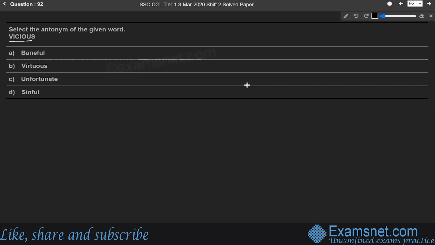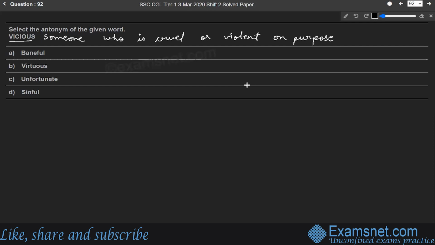Vicious refers to someone who is cruel or violent on purpose. All right. So now we have to find a word that means opposite to this. So let us have a look towards all the options and let us know the meaning of all the other words.